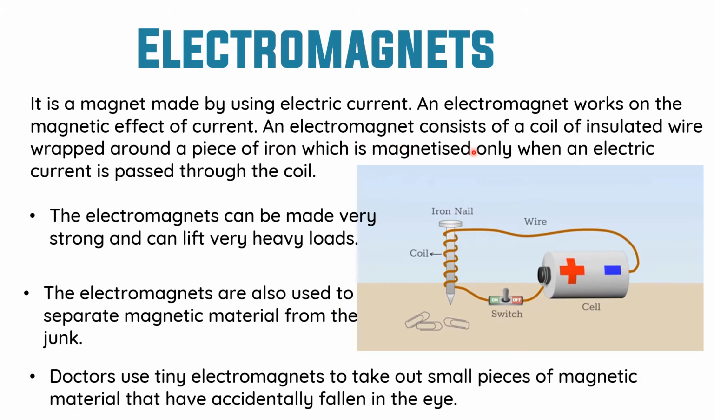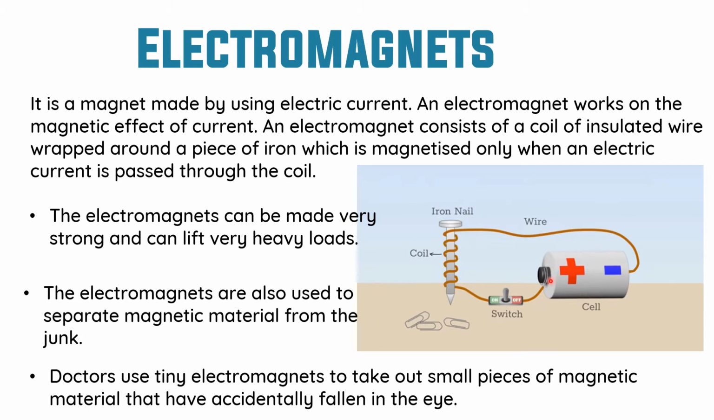An electromagnet consists of a coil of insulated wire wrapped around a piece of iron, which is magnetized only when an electric current is passed through the coil. Okay, so the same way, here you can see one iron nail, and we wrapped around one piece of wire, and that wire is insulated wire. That insulated wire wrapped on this iron nail and connected to this battery or cell.